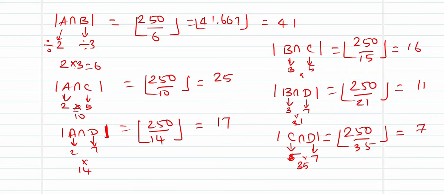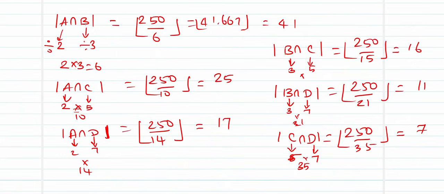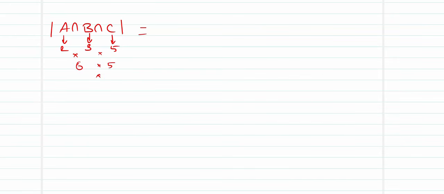Now elements taken 2 at a time, that is our second part. All the 6 elements have been evaluated. Now the next task is elements taken 3 at a time, A intersection B intersection C. So divisible by 2, divisible by 3 and divisible by 5. So it has to be divisible by 2 into 3 into 5. 2 3s are 6 and 6 into 5, so that must be divisible by 30. So the number of elements between 1 to 250 divisible by 30, you go for 30 and you will have the answer to be equal to 8.